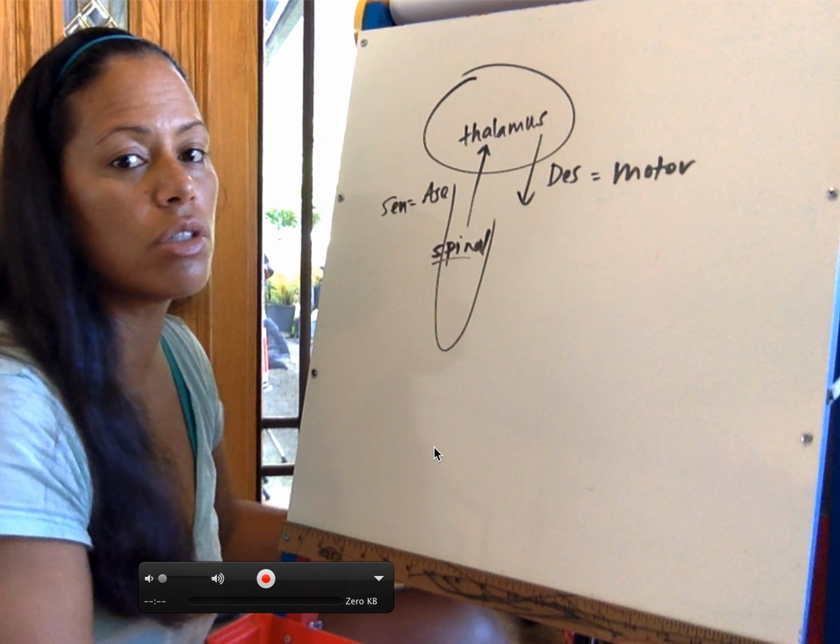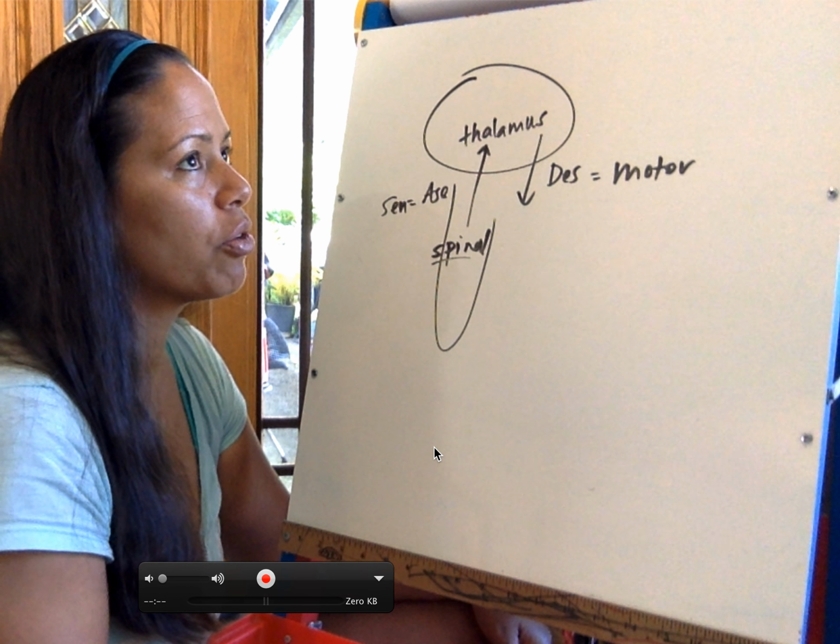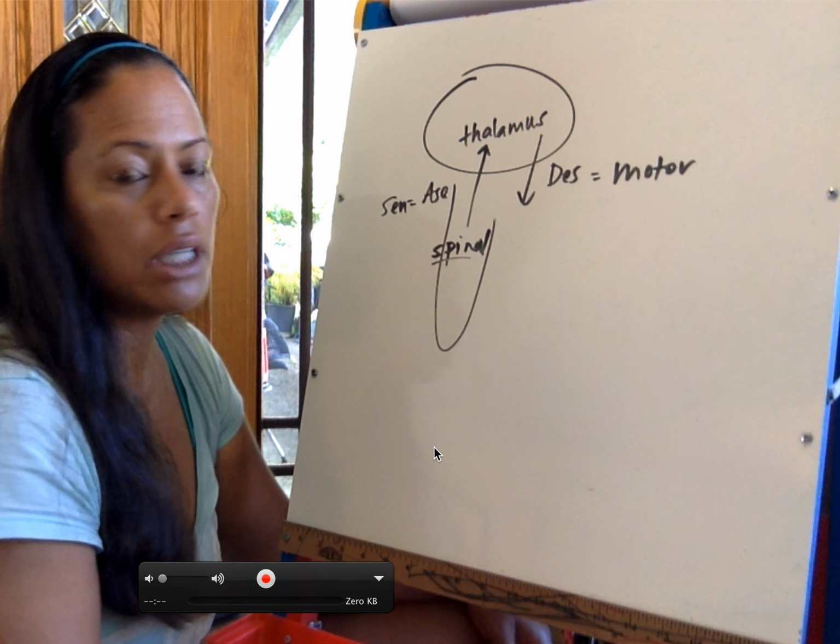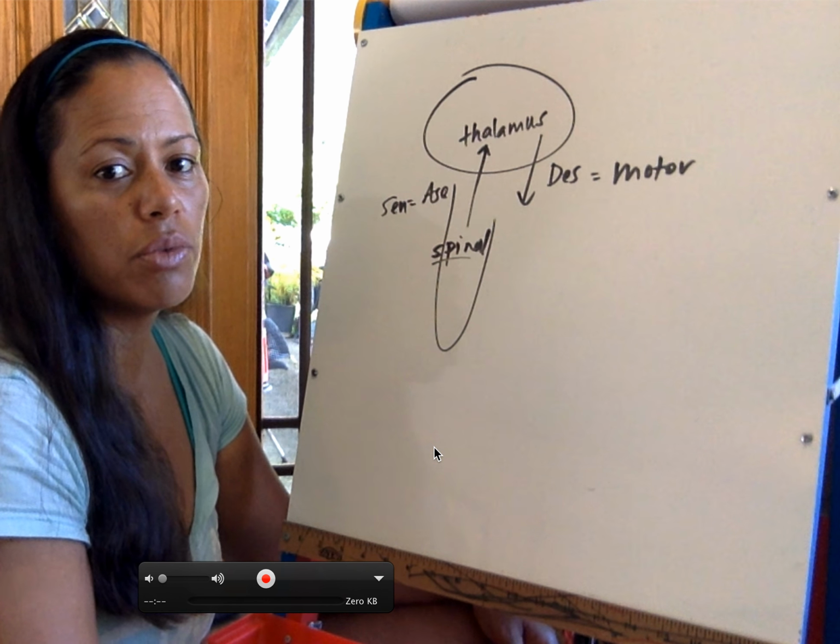What if I said corticospinal? That's descending motor. What about rubrospinal, nigrospinal, tectospinal, reticulospinal, whatever-spinal? So anything that ends with spinal is going to be motor. Anything that starts with spinal is going to be sensory. So that is the pattern.